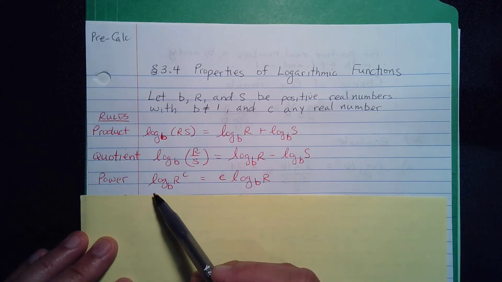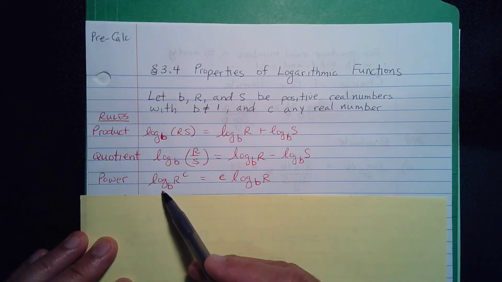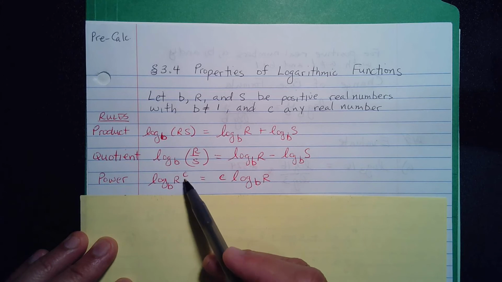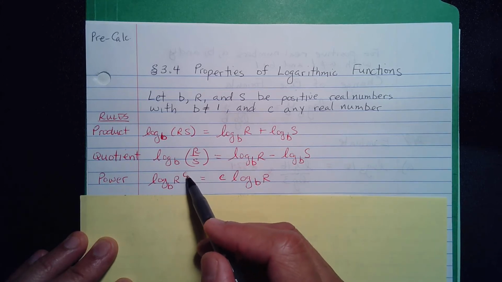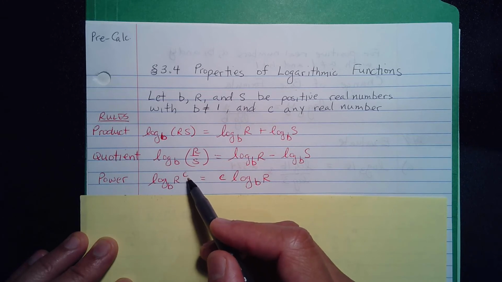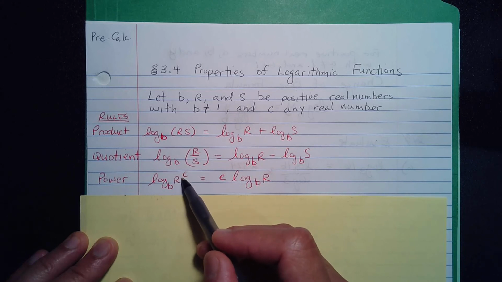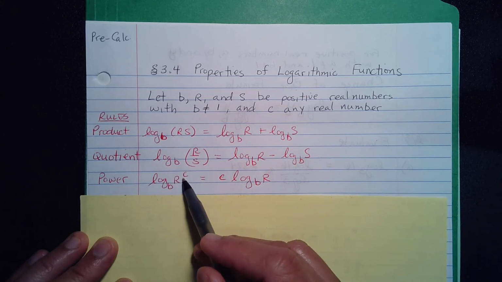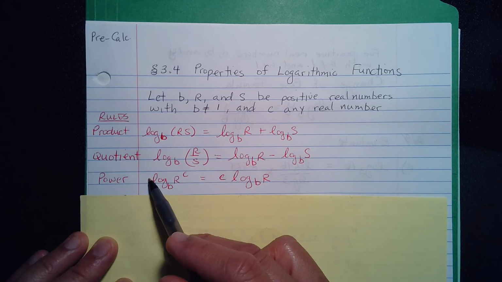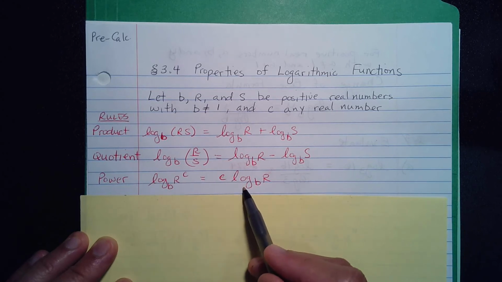And the last one is the power rule. So this is log base b of r to the c power. If you remember from the last section when we solved for bacterial decay and population growth, whenever there was an exponent up above the log, we can move it to the front. So log base b of r to the c is equal to c times log base b of r.